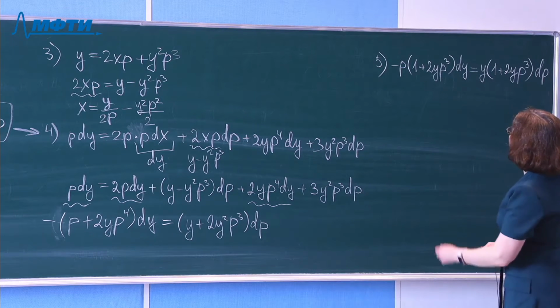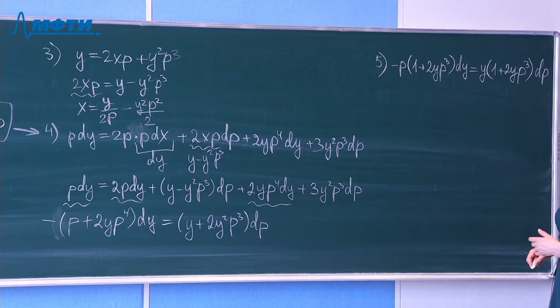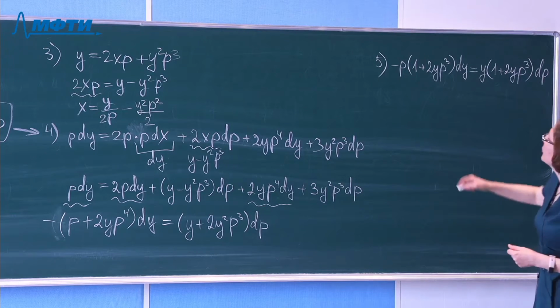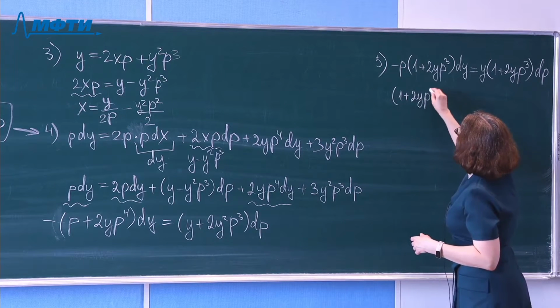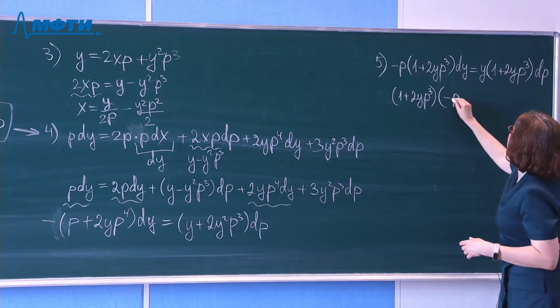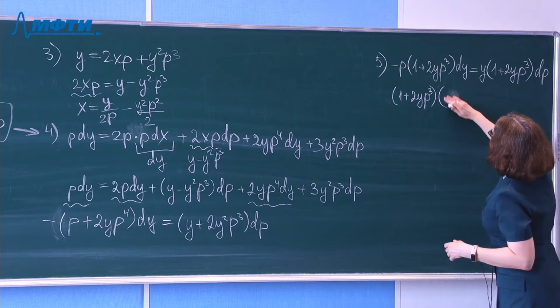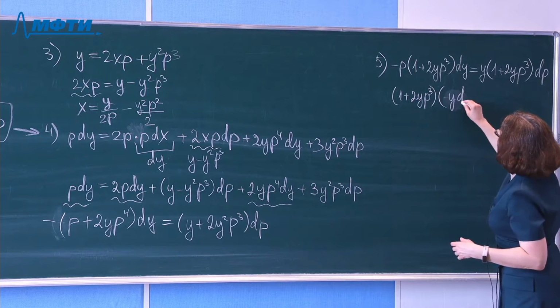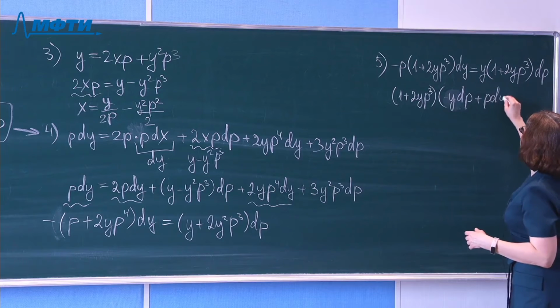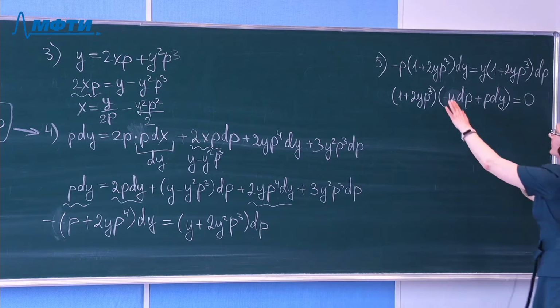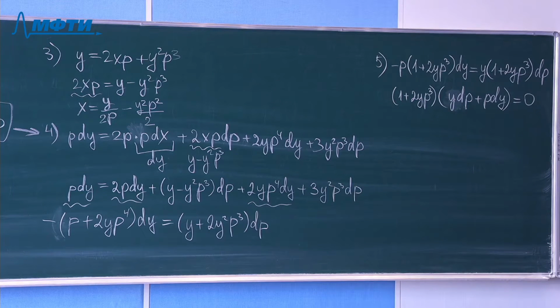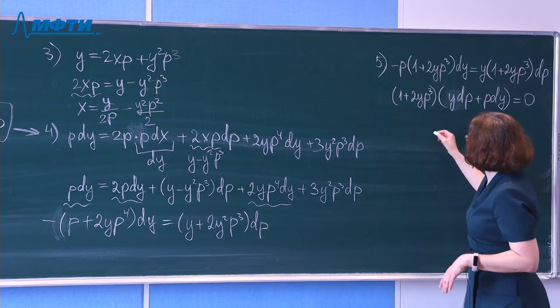Okay. And from this equation, we can see the following. So let's rewrite it in the form 1 plus 2y p cubed times minus times, just a moment, y dp plus p dy equals 0. Right. From this equation, we can see that the product of two factors is equal to 0. So this means that we have two cases.